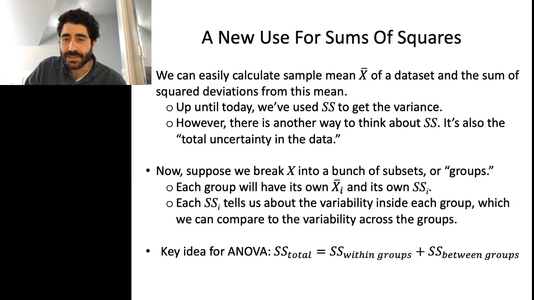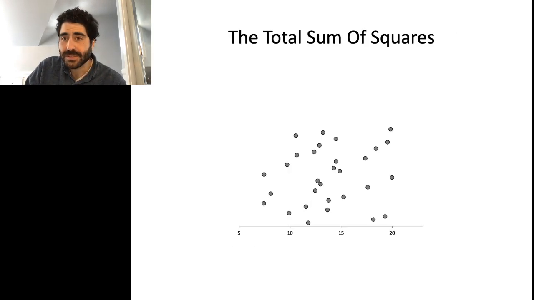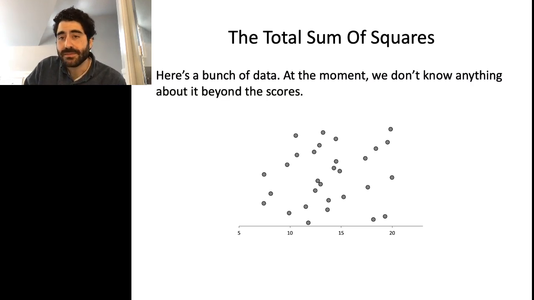So let's just do a cartoon example of this. You can imagine we have a bunch of data. So we have one measurement in each person. These measurements are ranging from like 7 to 20 in this example. And right now we are just looking at this scale measurement that we're getting. We're getting this one measurement for each person.